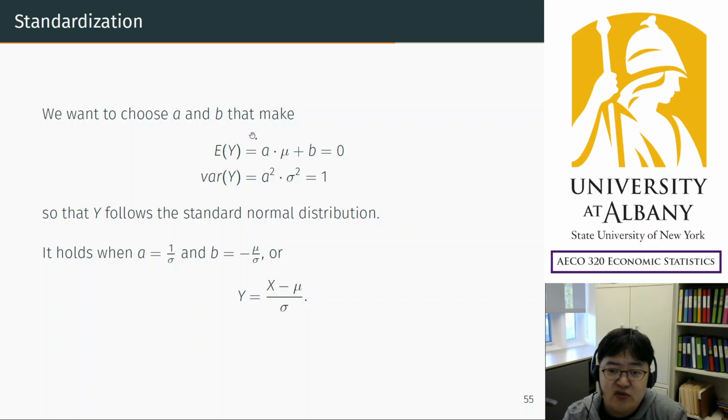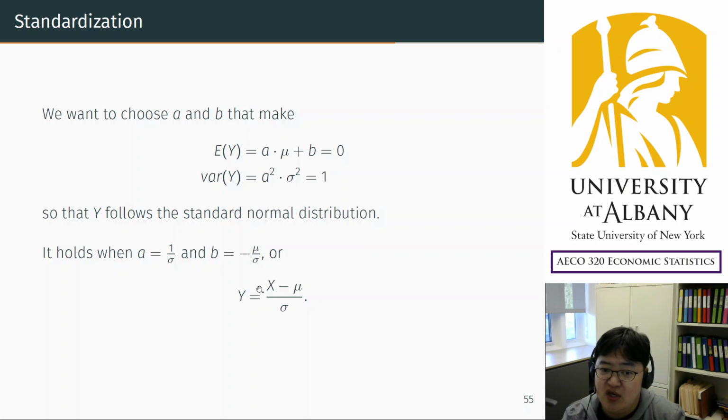And it is easy to find what values for A and B would satisfy these two equalities. The answer is A must be 1 over sigma, so divided by the standard deviation, and B must be minus mu over sigma, the mean divided by the standard deviation. So the linear transformation can be written in this way in the end.